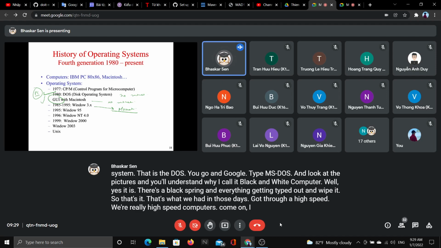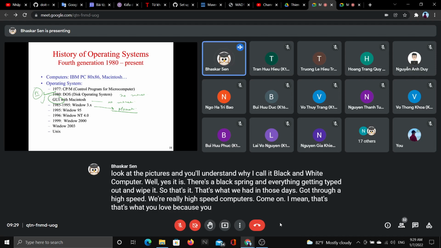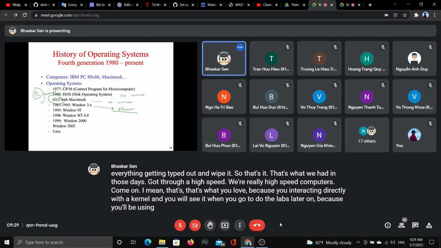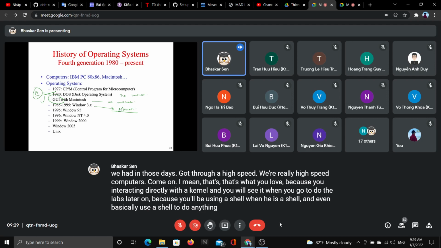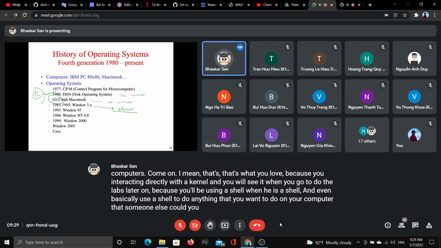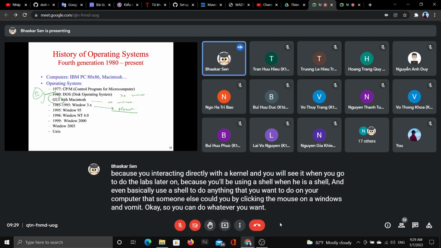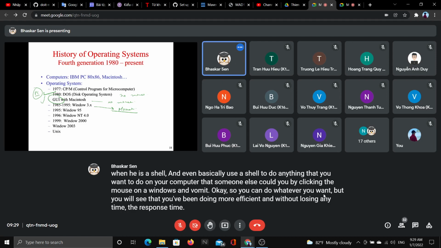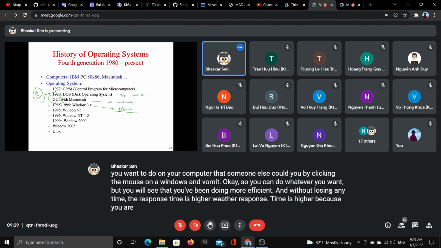Come on, that's what you love, because you're interacting directly with the kernel, and you will see it when you do the labs later on, because you'll be using a shell. You can basically use a shell to do anything that you want to do on your computer that someone else could do by clicking the mouse in a Windows environment. You can do whatever you want, but you will see that you can do it more efficiently and without losing any time. The response time is higher. Why? Because you are interacting directly with the kernel.